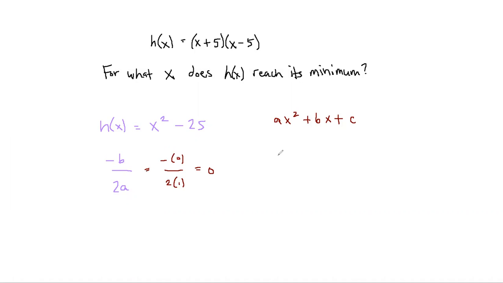A fourth way of doing this problem also involves recognizing that the function is a parabola. If you realize that parabolas are symmetric, then you can say that the vertex must be exactly halfway between the x-intercepts. Looking at the way the function is presented, we can see that the x-intercepts are negative 5 and positive 5. The point halfway between those is 0.